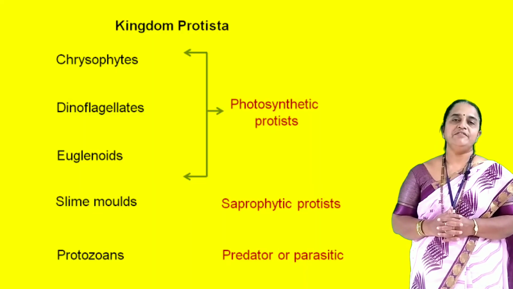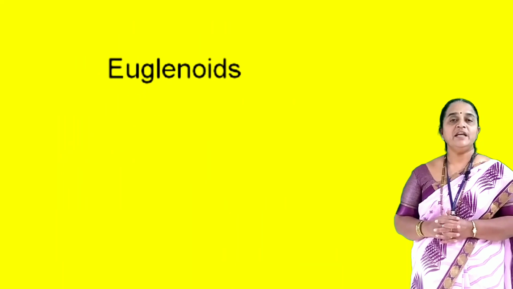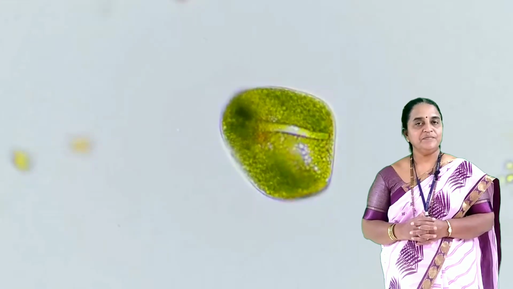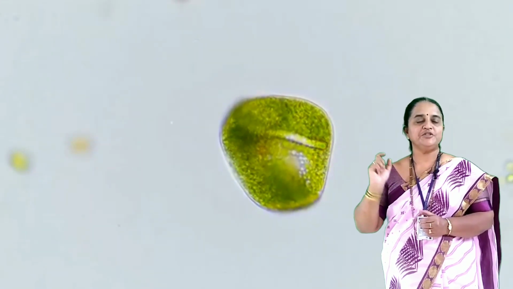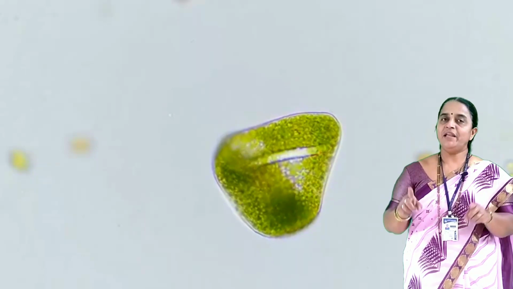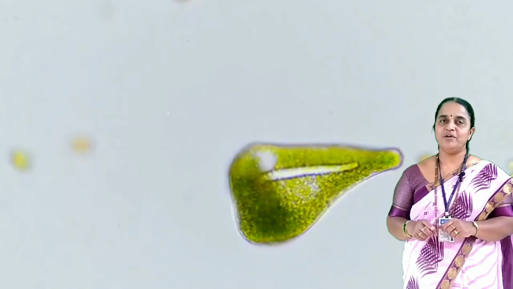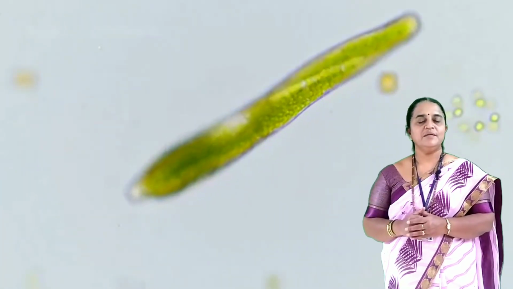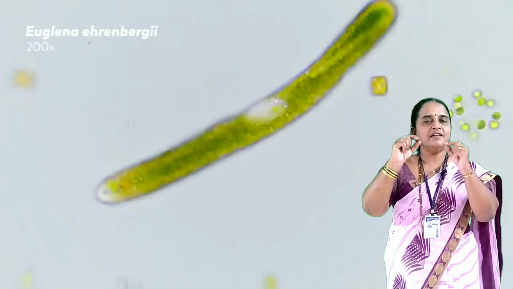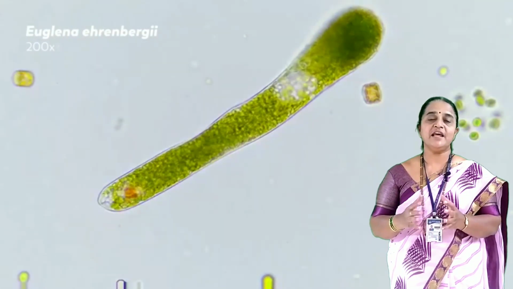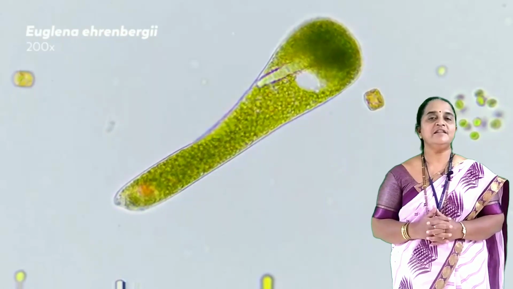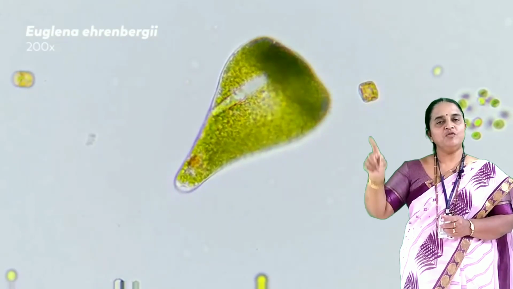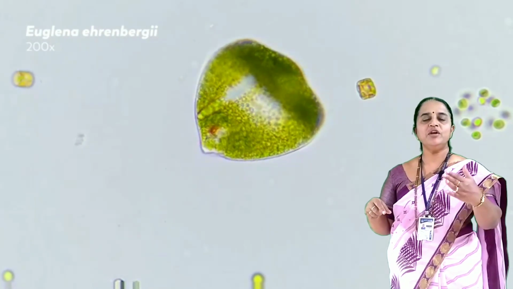Coming to third division, Euglenoidea. These organisms are unicellular eukaryotes. They are exclusively found in fresh water. They have an outer pellicle. It is a proteinaceous layer for protection, highly flexible and elastic in nature. These organisms have a paired flagella arising from a basal granule. Now, these basal granule flagella we are dealing with in the cell structure and function unit. A paired flagellum comes outside which will help the organism to move in water.